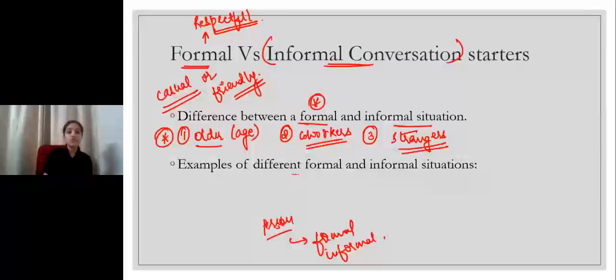Now, examples of different formal and informal situations. This is what I want you to tell me. You have to give me an example of a formal situation. I have described the formal situations for you. Now, from your daily life, give me an example of a formal and informal situation each. I want you to interact with me. I want you to participate in this session, guys.